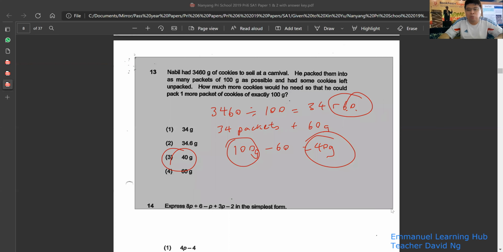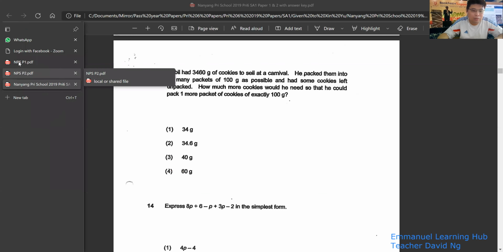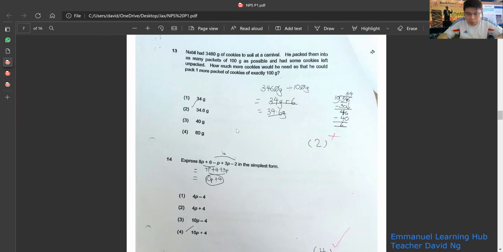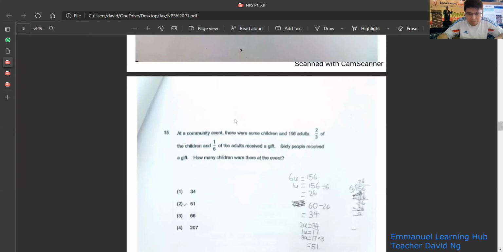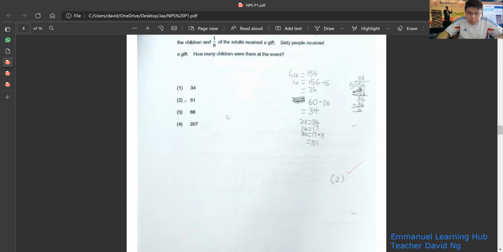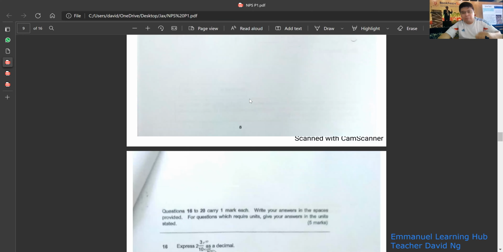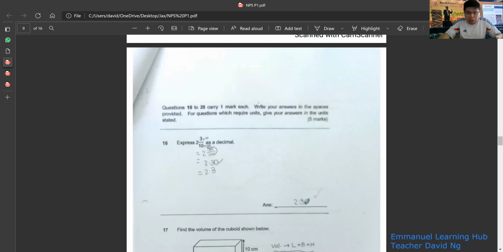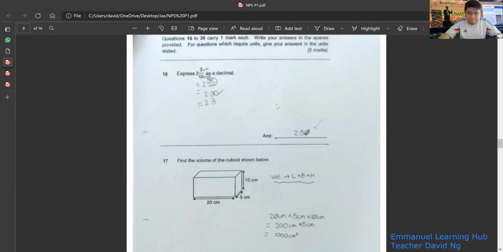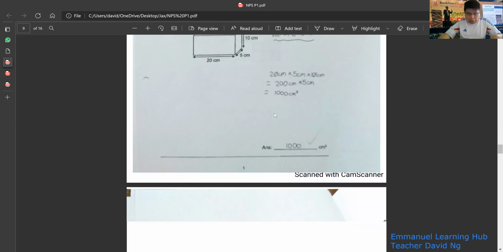Do you have time to check your work when you do this paper? A bit of time. How much time do you have left to check your work for paper 1? It's a 1 hour paper. Okay. By the time you finish the paper, how much time do you have left? 8 to 10 minutes. Okay.